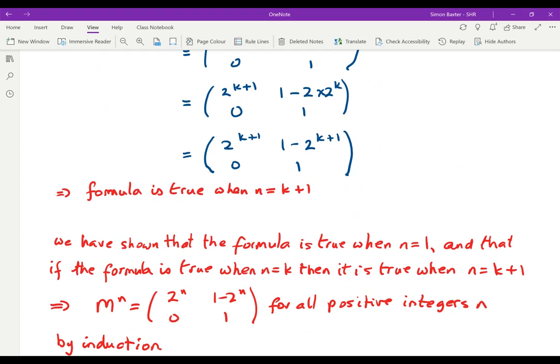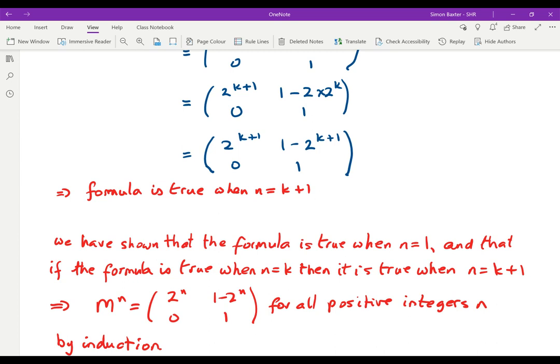And now we just need the last paragraph. We have shown that the formula is true when n is 1, and that if the formula is true when n is k, then it's also true when n is k plus 1. Therefore, M to the power n is 2 to the n, 1 minus 2 to the n, 0, 1 for all positive integers n by induction.